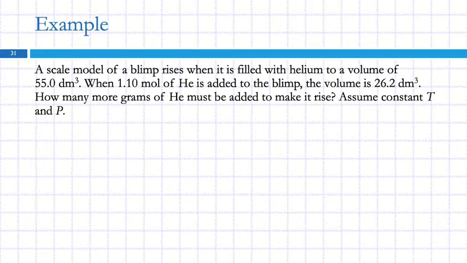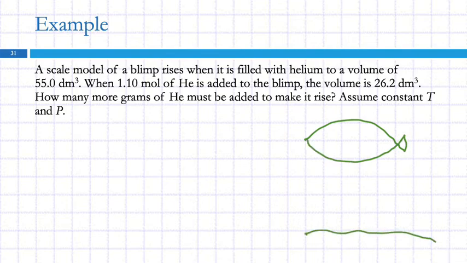So we've got a blimp that's floating. So maybe this is our blimp that's floating. And we have a blimp that's not floating, and it's all collapsed on the floor. So we're filling this blimp with helium, and when it floats, it has this volume. So here, as it's floating, we say the volume is 55.0 cubic decimeters.